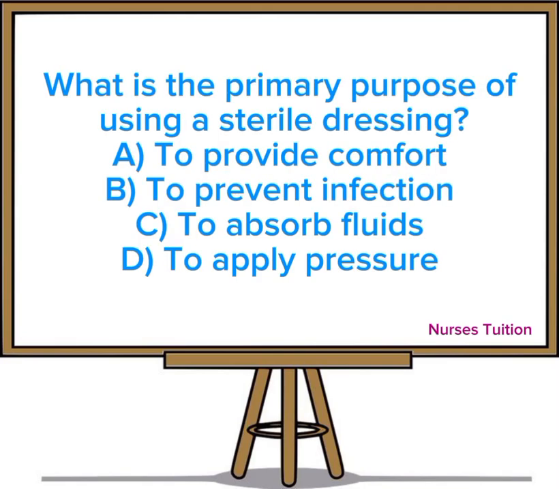What is the primary purpose of using a sterile dressing? A. To provide comfort. B. To prevent infection. C. To absorb fluids. D. To apply pressure.